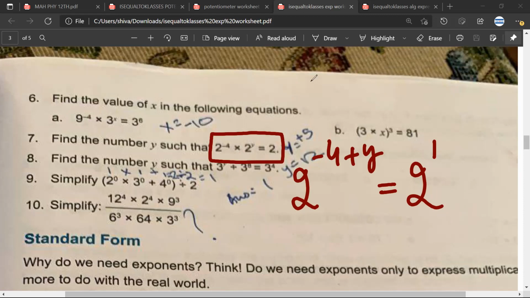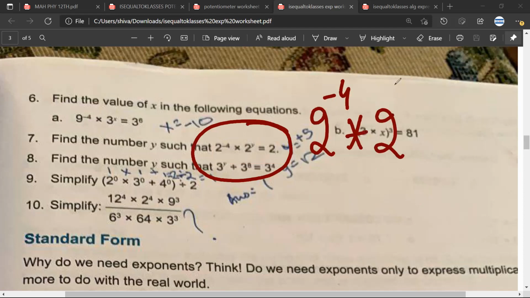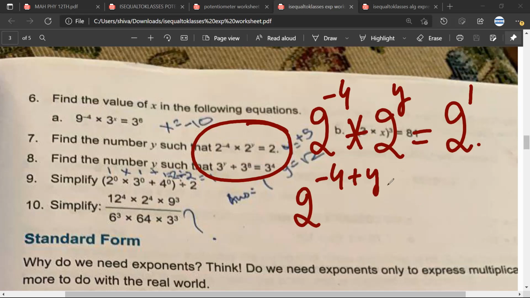Okay. So the question is 2 raised to power -4 into 2 raised to power y, and this is equal to 2 raised to power 1. Do we agree to this? Yes, sir. Can I write this as 2 raised to power -4 plus y is equal to 2 raised to power 1? Do we agree to this? Yes. Satya, what should be the next step?